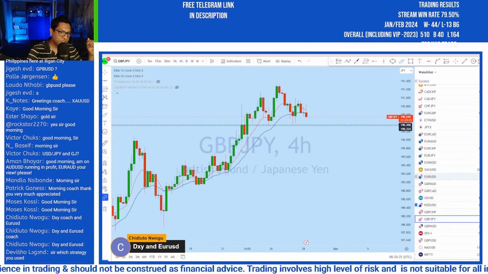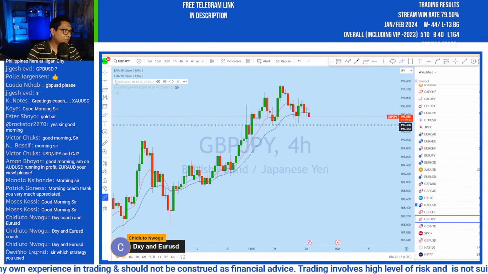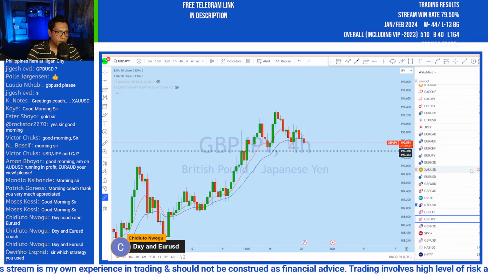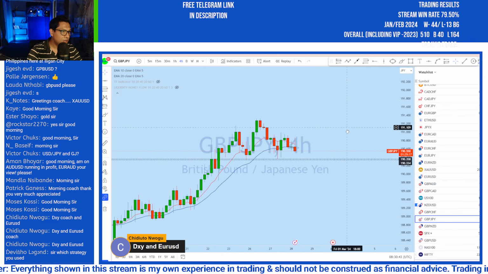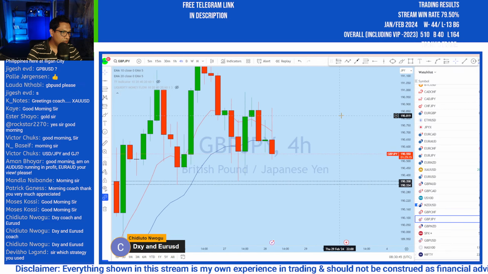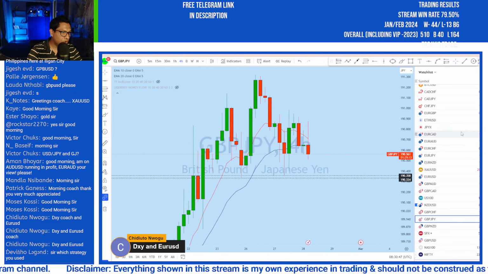Let's now jump back to GBP JPY to see what's happening here. Then we'll be looking at gold as well. You see that gold is just not moving much yet. So let's quickly look at the GJ. We might find a good entry on GJ. As soon as we find that, we'll be looking to enter. Let's see which strategy you used. We'll be discussing that, guys.